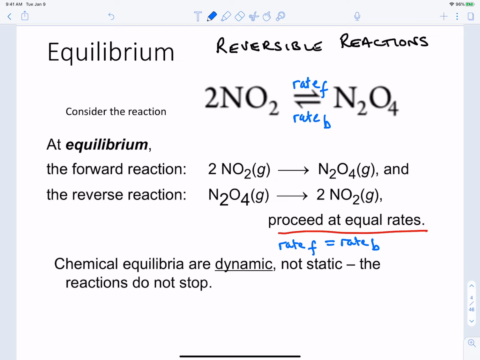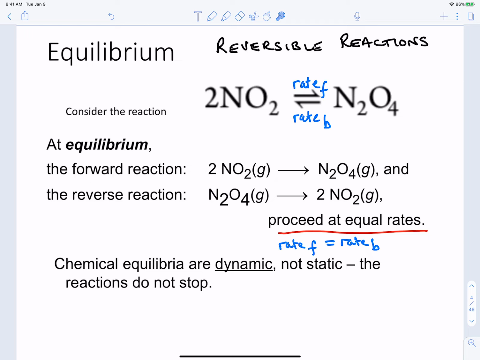This is the important thing, that reactions can move both forward and in the reverse direction, and at equilibrium the rates are exactly the same. This is not to say that at that point the reaction stops. What this means is that chemical equilibria are dynamic, meaning that the reactions are continually going in the forward direction and then at the same time are going in the back direction.